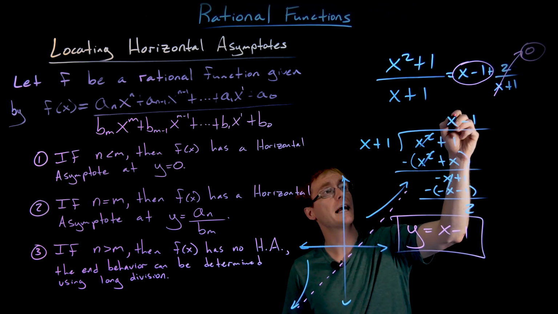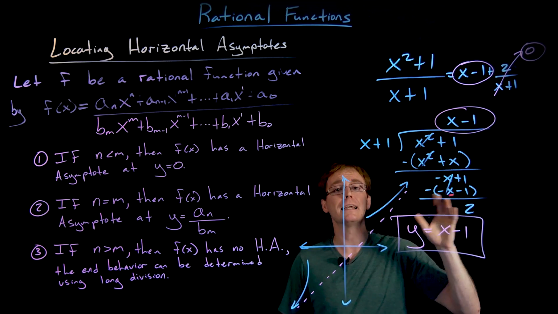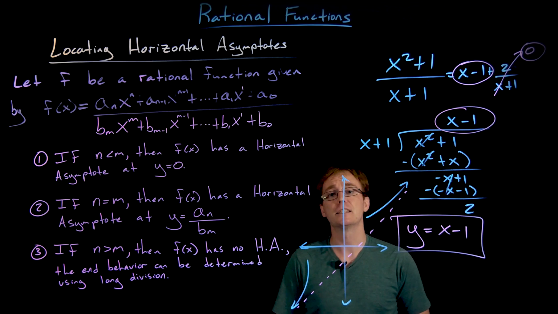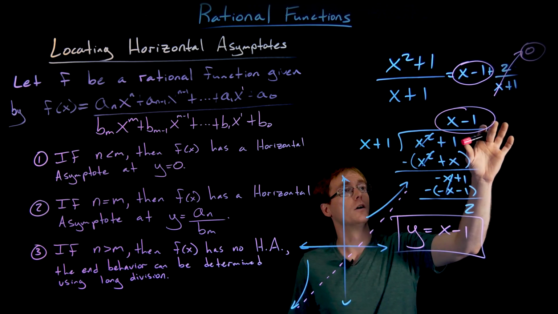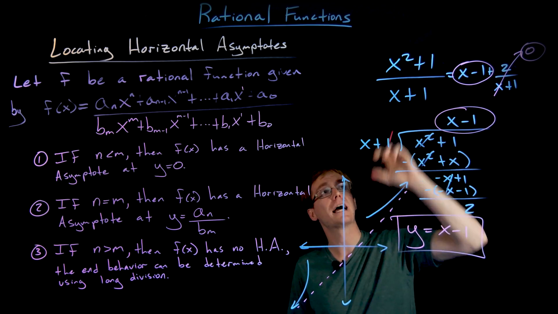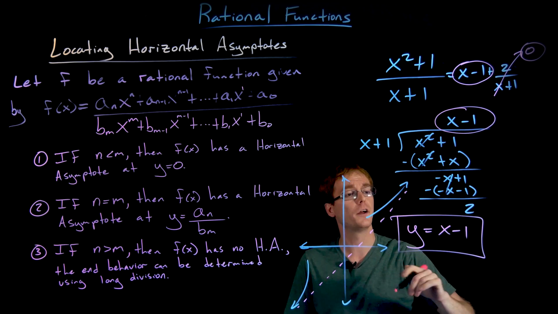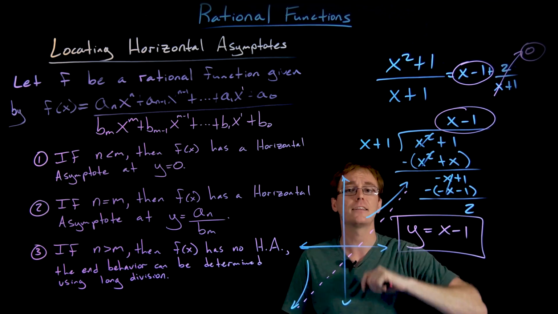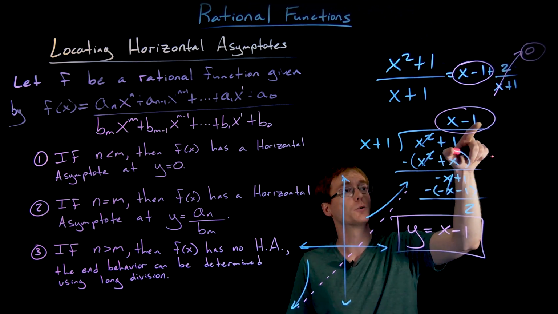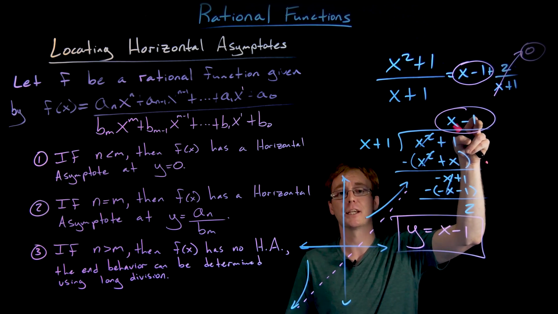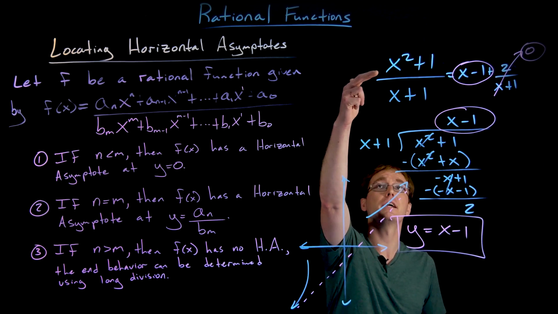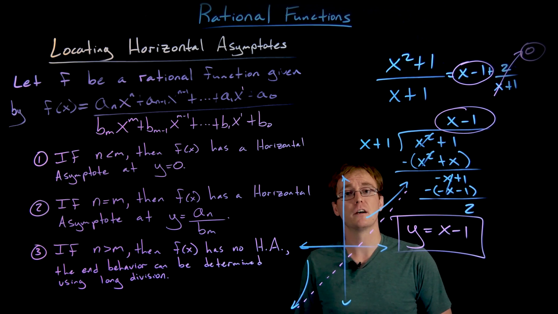The quotient that we get from our polynomial long division is going to be that function that describes the end behavior of our original rational function. So our original rational function here was x squared plus 1 over x plus 1. Its end behavior is going to be exactly the same as the end behavior of this quotient that we found, x minus 1. And so these quotients may change whenever the degree of the numerator is just 1 more than the degree of the denominator.